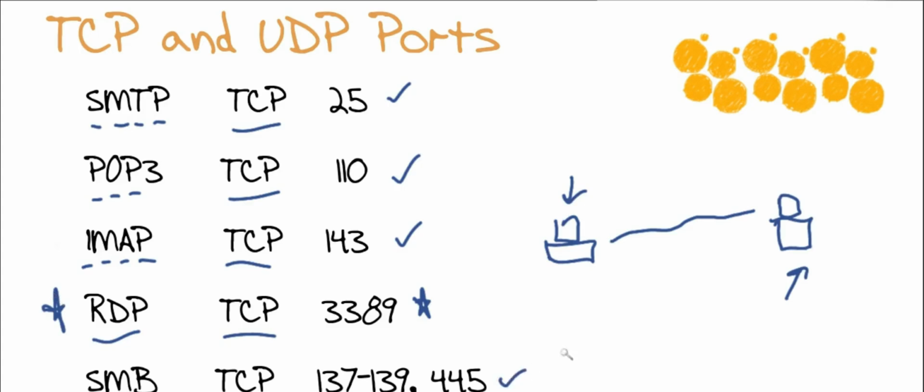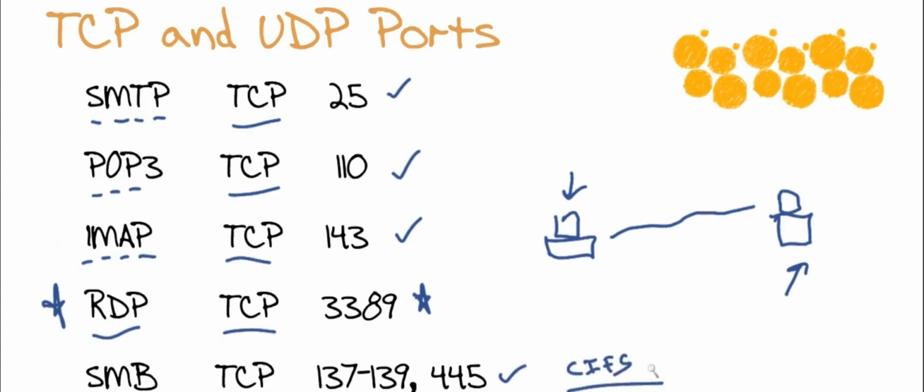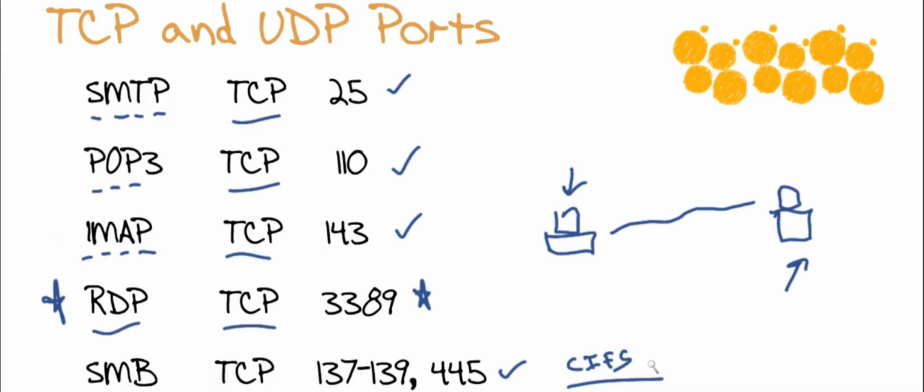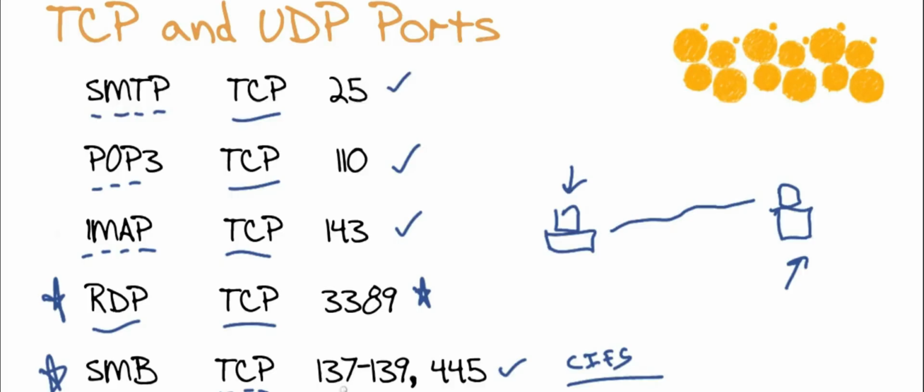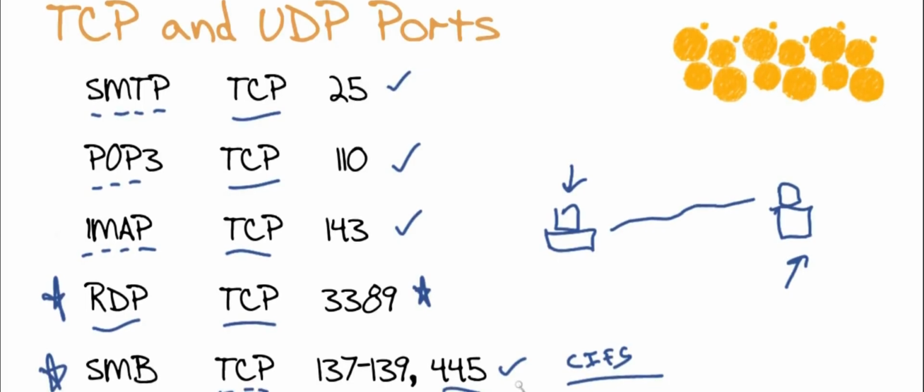Server Message Block. Server Message Block brings the Common Internet File System to Windows where we can share stuff in a Windows environment. I'll talk to you more about this in a nugget called Other Network Protocols, but just so you know, Transmission Control Protocol, and notice it uses a bunch of ports potentially, 137 through 139 and 445.